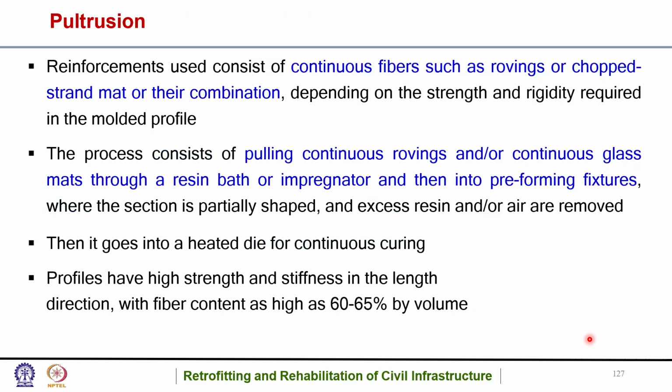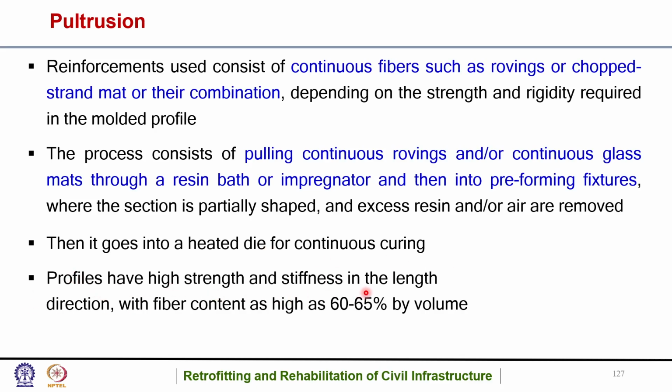The reinforcement used consists of continuous fibers such as rovings or chopped strand mat or their combination, depending on the strength and rigidity required in the molded profile. The process consists of pulling continuous rovings and/or continuous glass mats through a resin bath or impregnator and then into preforming fixtures where the section is partially shaped and excess resin and/or air are removed. Then it goes into a heated die for continuous curing.